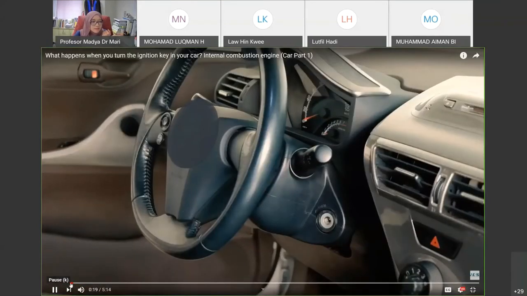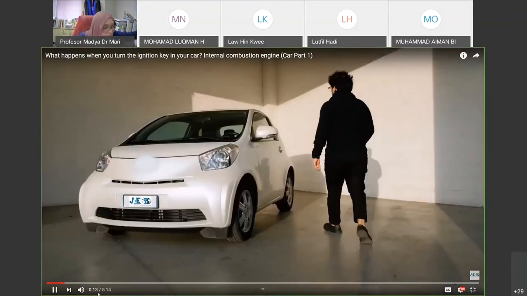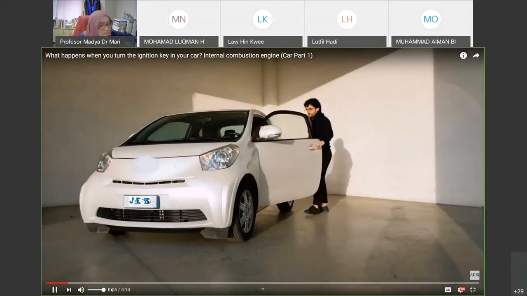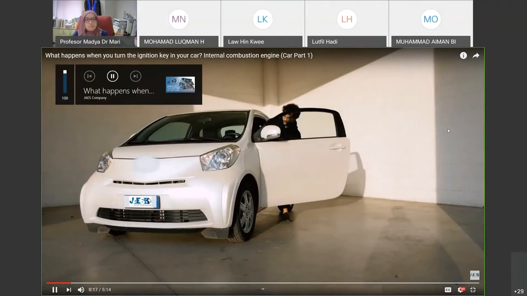First, we will explain all the steps involved in this process, from the ignition to the operation of the internal combustion engine.